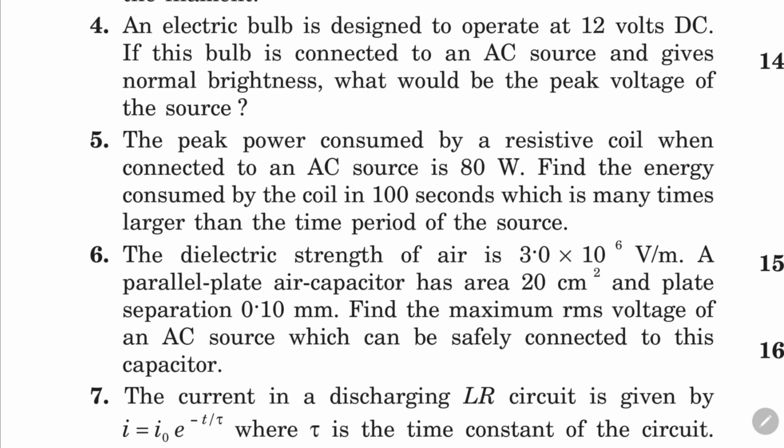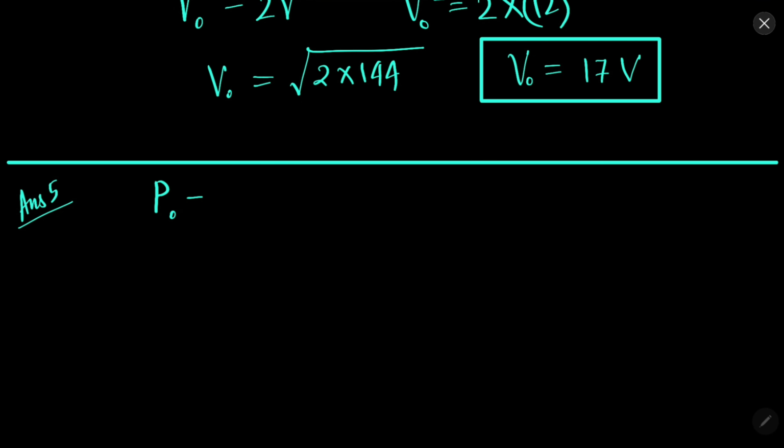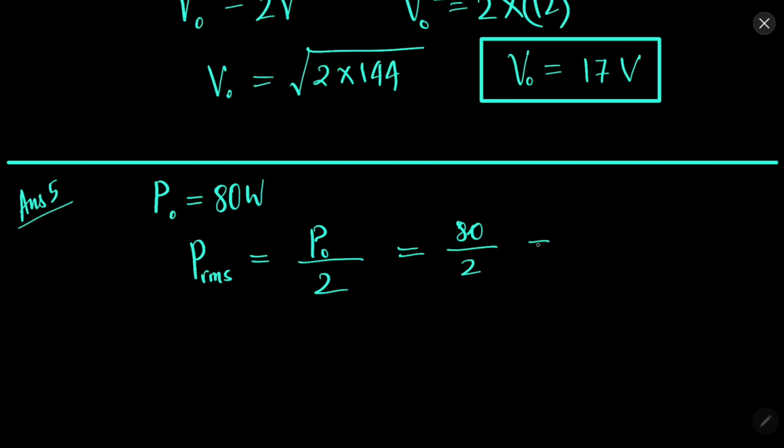Now in question 5, peak power consumed by a resistive coil is 80 watt. Find energy consumed by the coil in 100 seconds, which is many times larger than the time period of the source. So this is the fifth one. P0 is 80 watt. Peak value is given. So in power, RMS value is peak value over 2. So it will be 80 by 2, or 40 watt.